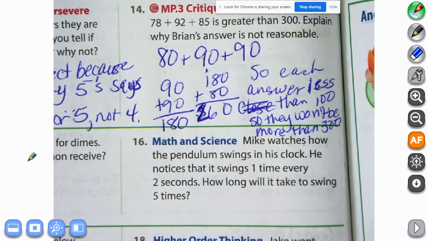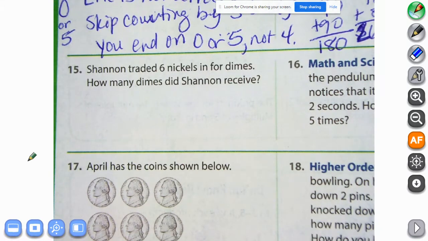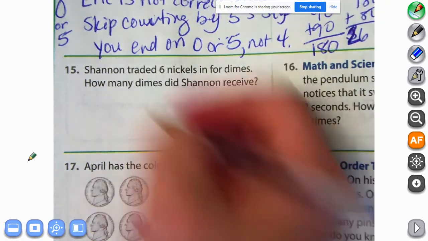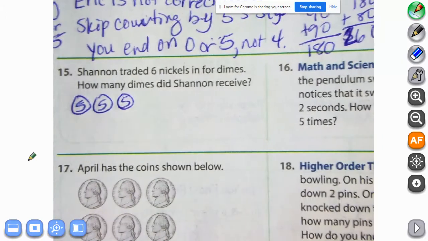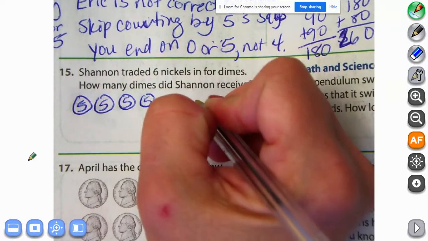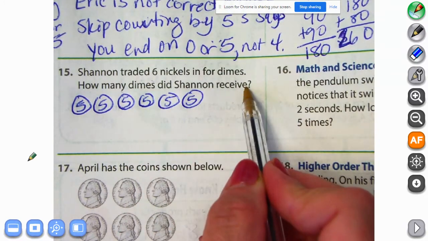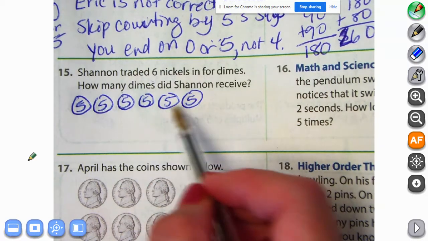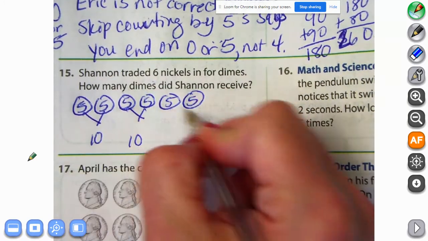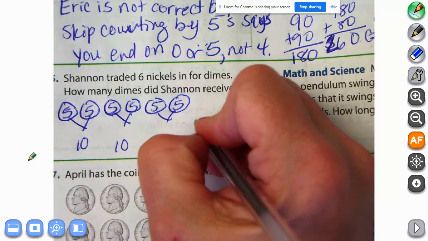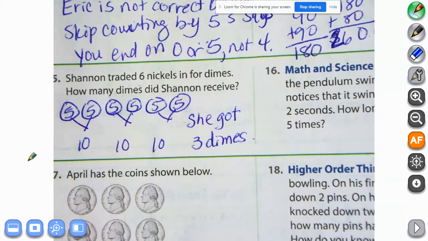Okay, so if you want to pause, go ahead and pause on there. And then let's go to number 15. Shannon traded 6 nickels in for dimes. How many dimes did Shannon receive? Okay, so a nickel is worth 5. So there's 5, 10, 15, 20. That's 4 nickels. 25, 30. So she traded in 6 nickels for dimes. So 5, 10, 15, 20, 25, 30. There's 1, 2, 3, 4, 5, 6. If we make that, that's a dime. That's a dime. That's a dime. How many dimes did she get? She got 3 dimes. Okay?